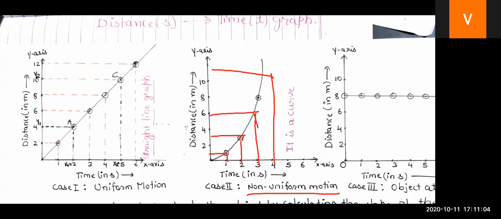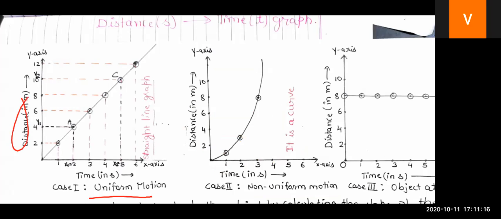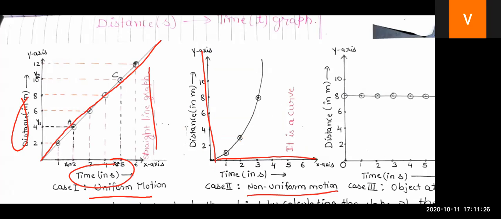So the graph of non-uniform motion for distance versus time is a curve. It is not a straight line graph, right children? So for uniform motion, the distance time graph is a straight line graph that is passing through origin. For non-uniform motion, the distance time graph is a curve. Uniform motion, non-uniform motion.